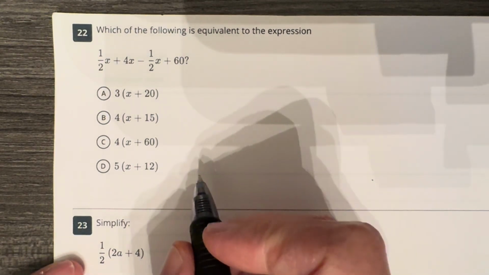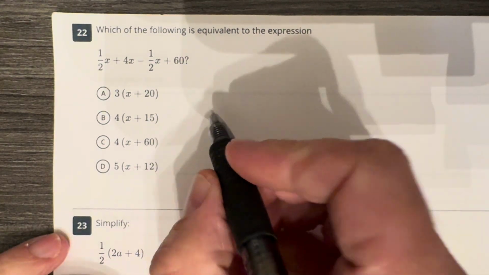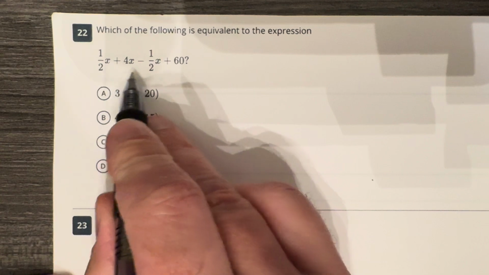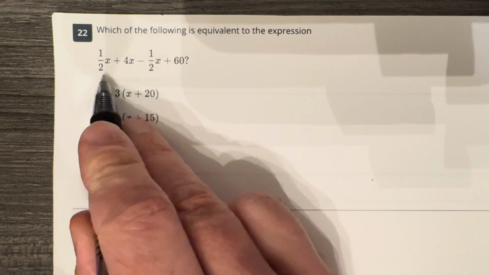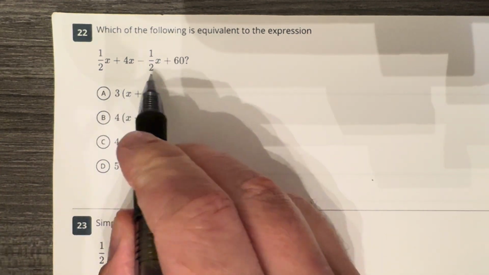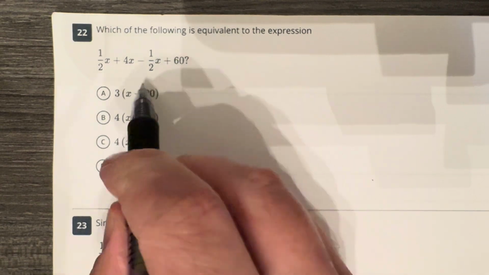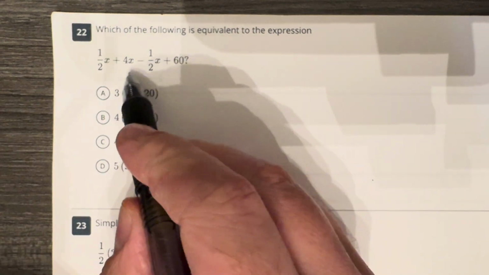Continuing on with our interim study guide. Okay, so 1/2 x plus 4x minus 1/2 x. Well, I really could just use the calculator for this, and I'm trying to find an equivalent expression. So let's figure out what this would be if I simplified it.